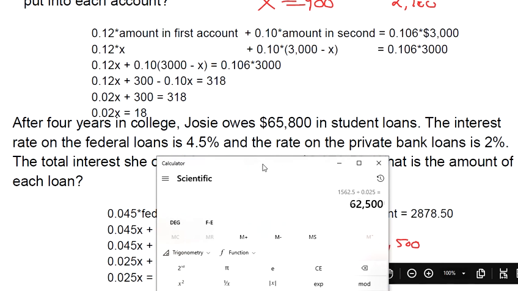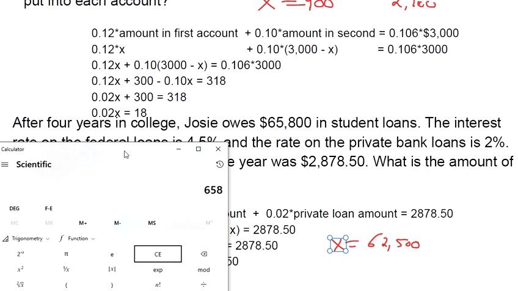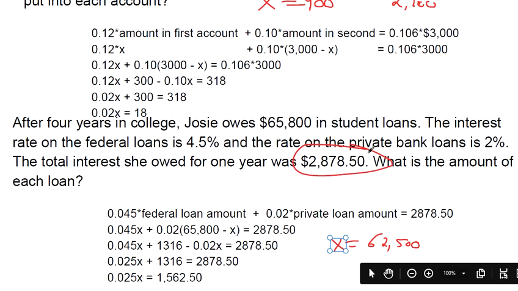And so that means, well, there's a total of $65,800 in loans. $62,500 came from federal, so if we subtract those two, that means $3,300 came from private loans. We could just check that. That's 2% of our private loans, and that's 4.5% of our federal loans. If you add those together, it makes the total amount of interest that they were talking about.